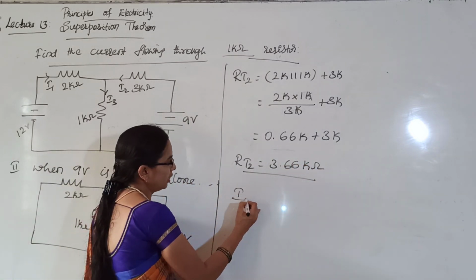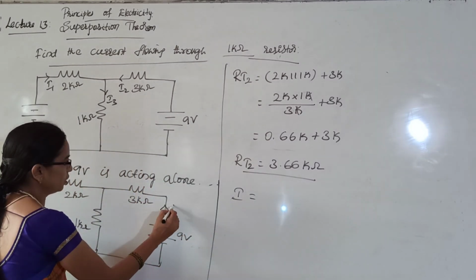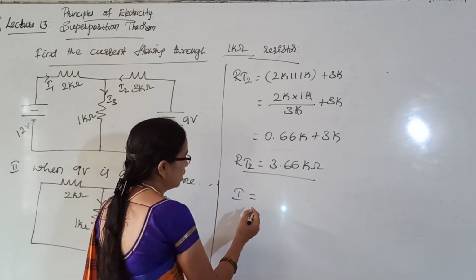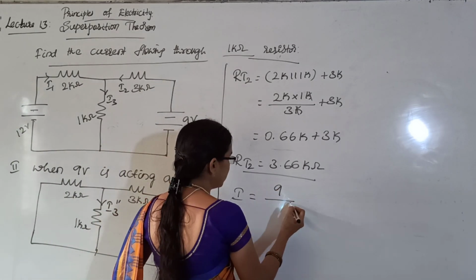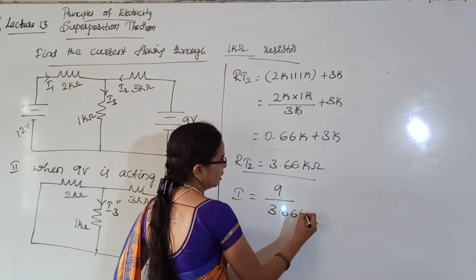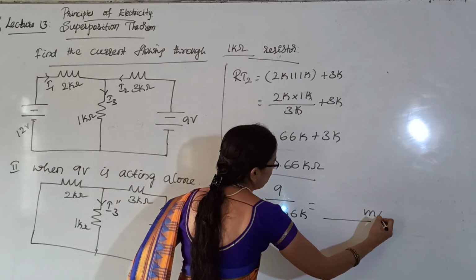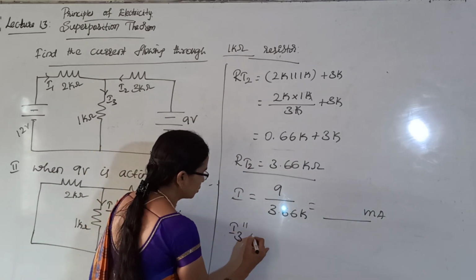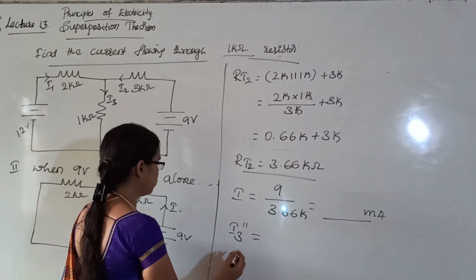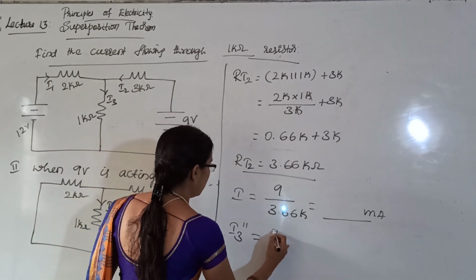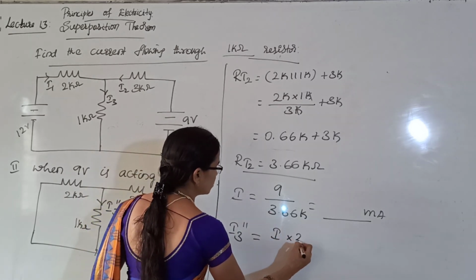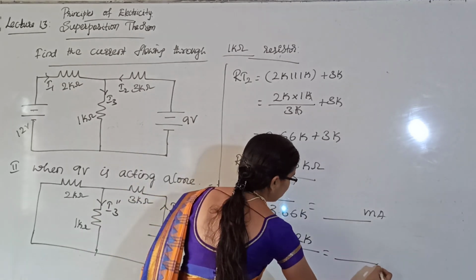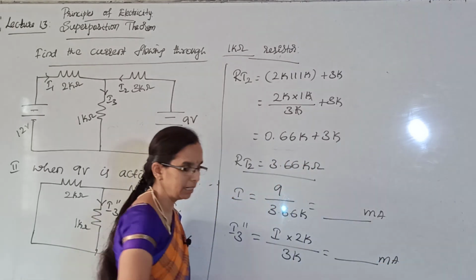Then find out I. Here I will be this one, and this one is considered as I3 double dash. I is equal to voltage supplied divided by, and you will get some milliamperes. Calculate it. Then I3 double dash will be equal to main current I into opposite branch resistance divided by the sum of the resistances, that is 3 kilo. You will get the value of I3 double dash in some milliamperes.